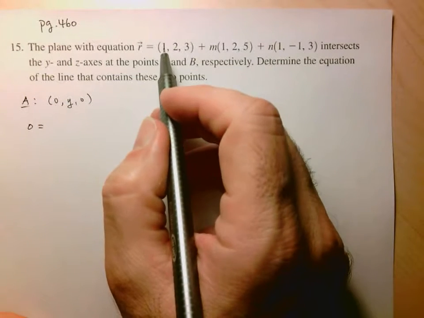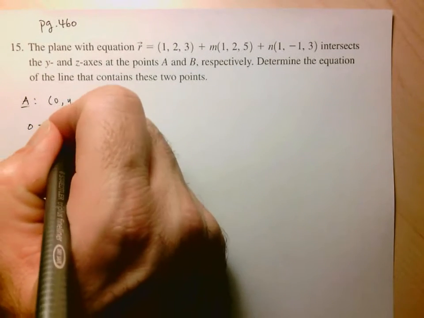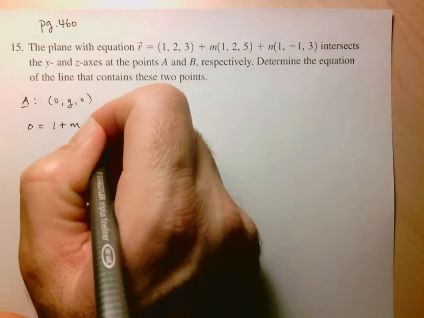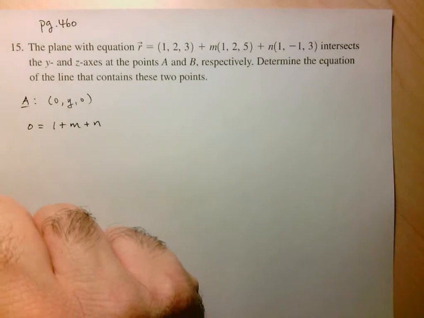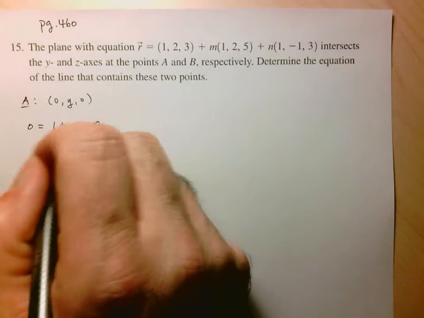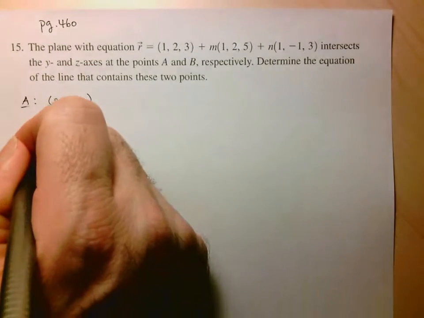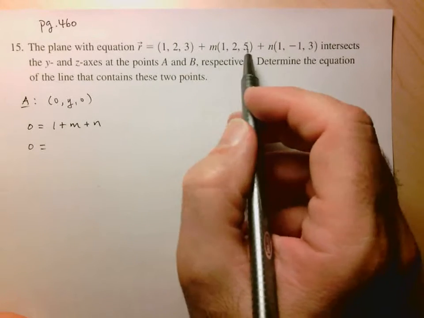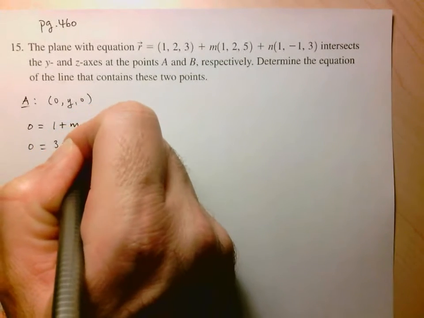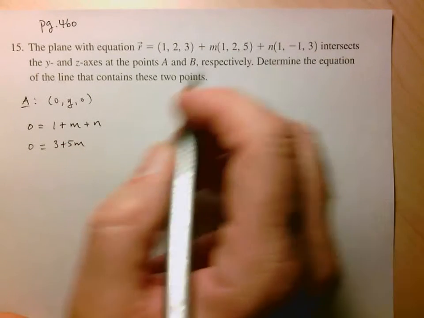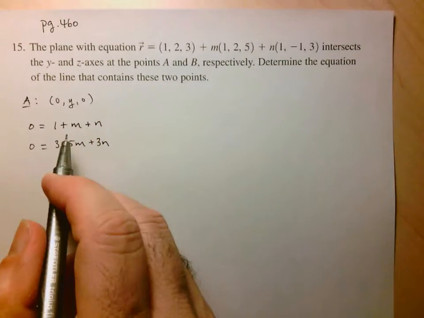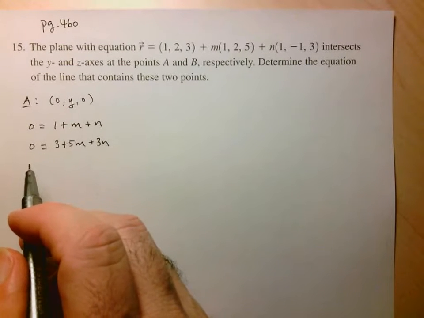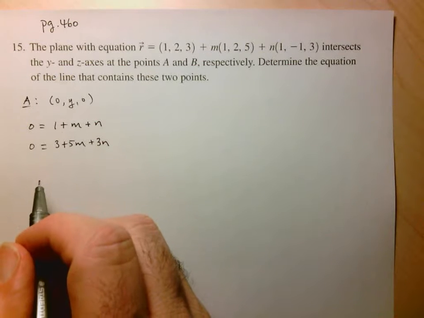So the x value is given by 1 plus 1 times m, plus 1 times n. So any point on the plane, the x component is given by this particular expression, and we want to know when it's equal to 0. And we need the z component to be equal to 0. So 0 is going to be equal to 3 plus 5m plus 3n. Now we have a system of 2 equations and 2 unknowns, so we can solve for m and n, and then from there determine what the y value must be.